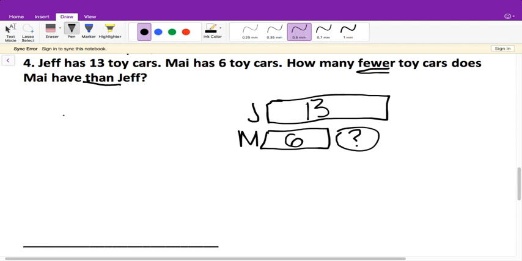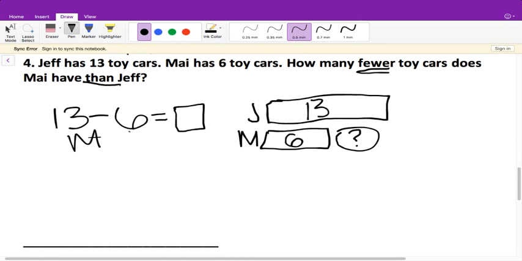Now when we write our equation, we always start with the largest number, which is the number on top, 13, minus the person who has less or the thing that is less, which is 6, equals the difference, which is our missing number. We need to label this more minus fewer equals the difference.